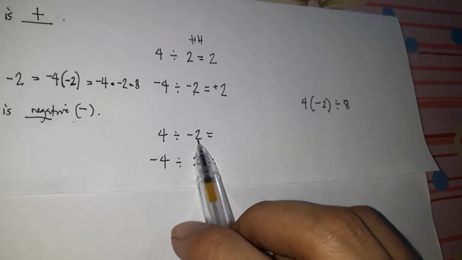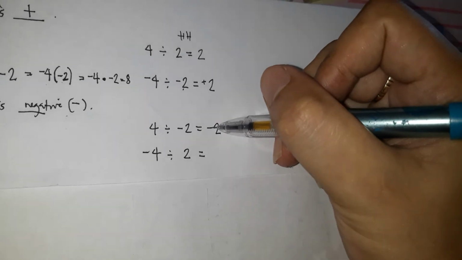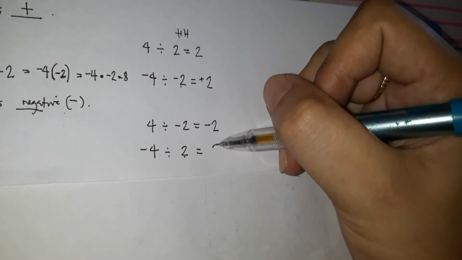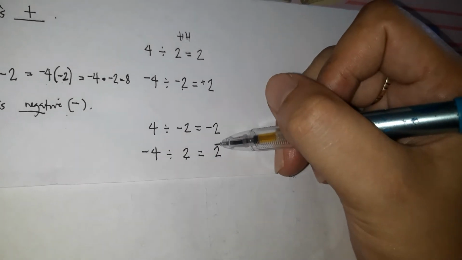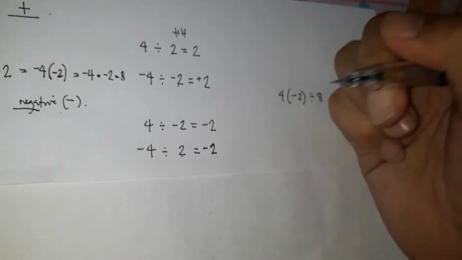Next, division. 4 divided by negative 2, magkaiba ang sign, negative. 4 divided by 2 is 2, magkaiba ang sign, negative. Ito negative, ito positive. So the answer is negative 2.